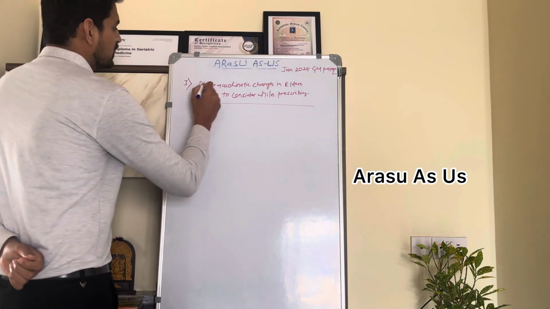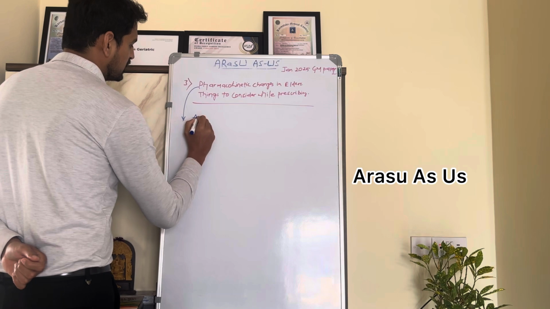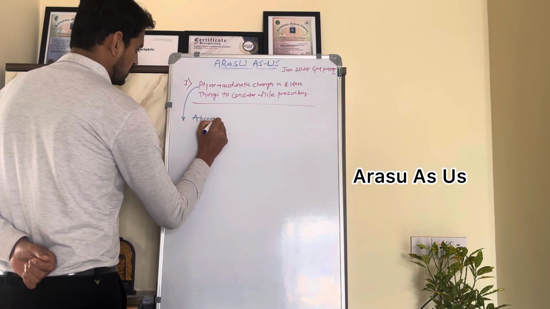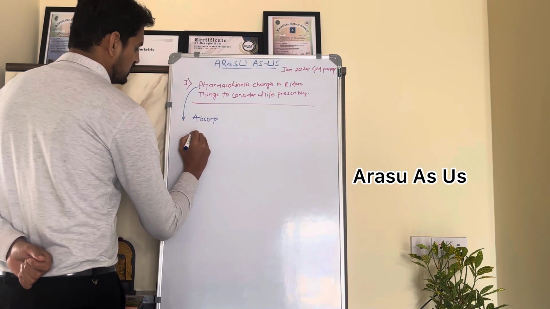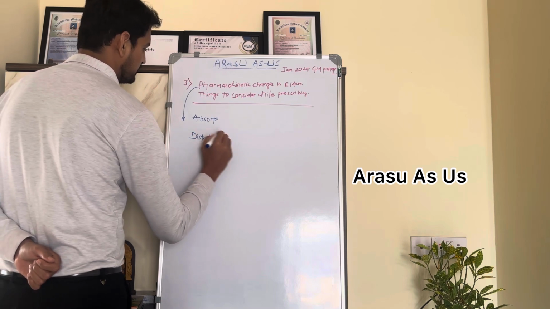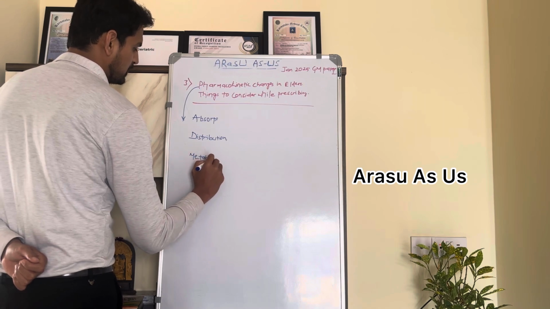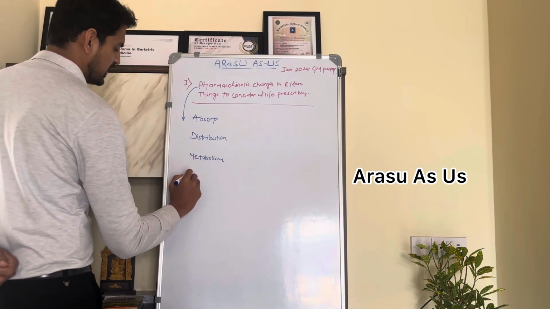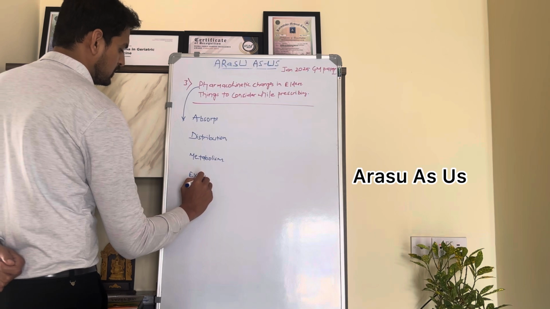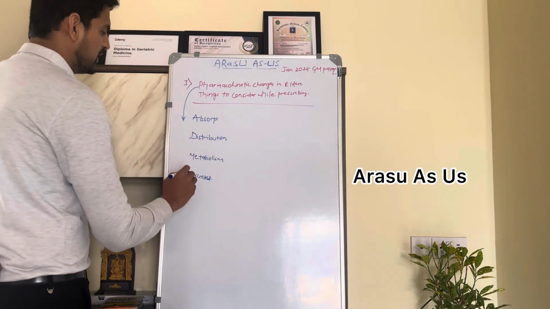We know that when we see the term pharmacokinetics, it will mainly involve absorption, then distribution of the drug, then it will be metabolized, so metabolism, then excreted. So this is the basic pharmacokinetics of any medication.